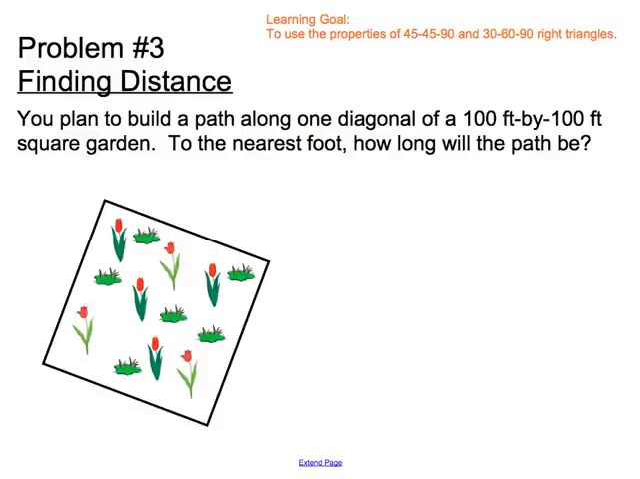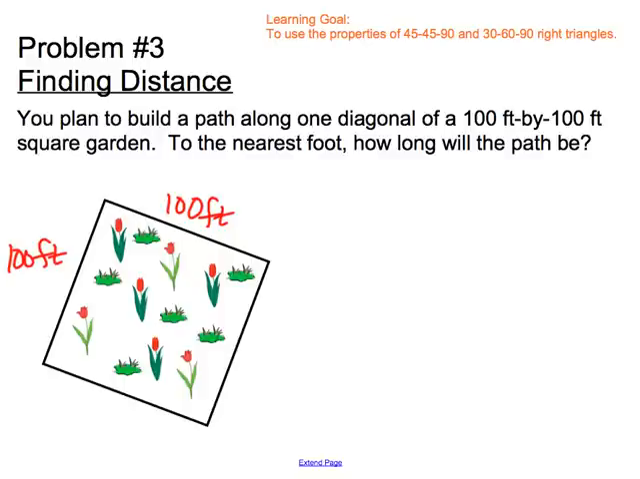So here again we have a word problem. We're planning on building a path along one diagonal of a 100 foot by 100 foot square garden. And we want to know to the nearest foot how long that path will be. Let's go ahead and mark our diagram. We know that this is 100 feet, and we know that since it's a square, all the sides are 100 feet.